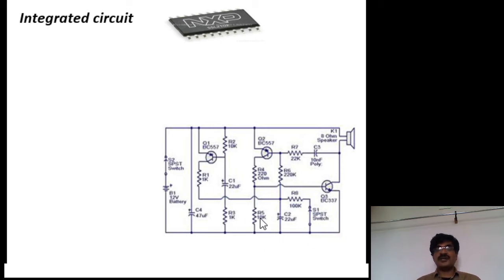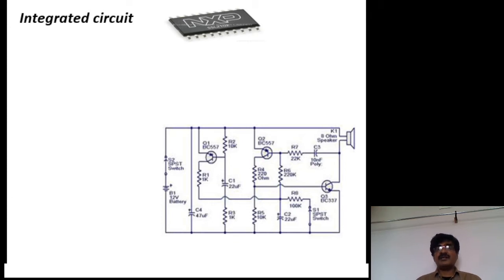But this type of circuit, that is the discrete circuit, suffers from many problems like loose connections. The major problem is loose connections. Then, discrete circuits occupy more space, consume more power, and take more time to perform their functionality.